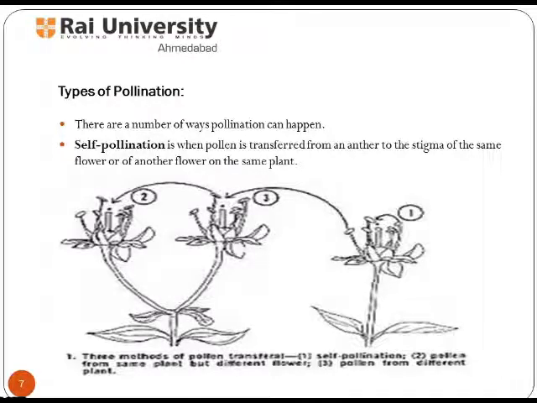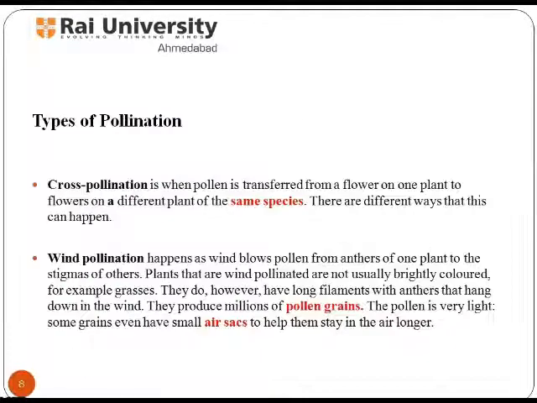First is self-pollination. Self-pollination is when pollen is transferred from the anther to the stigma of the same flower or another flower on the same plant. Cross-pollination is when pollen is transferred from a flower on one plant to the flowers on a different plant of the same species. There are different ways that this can happen.